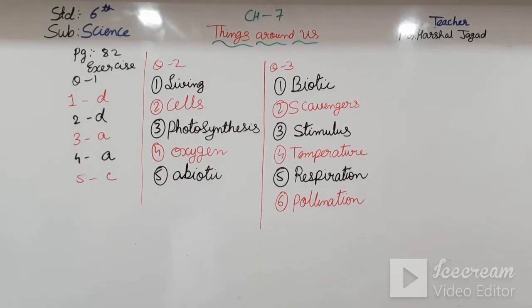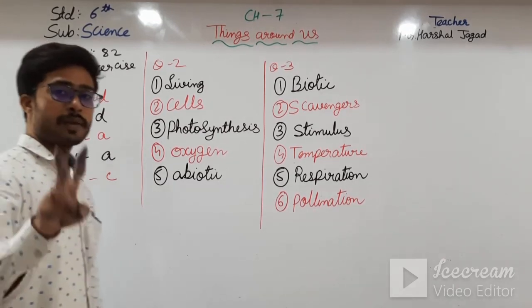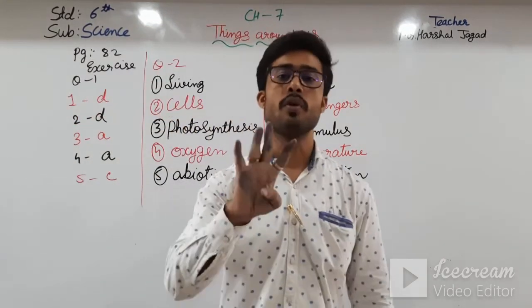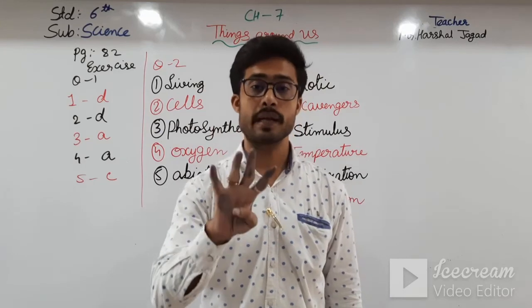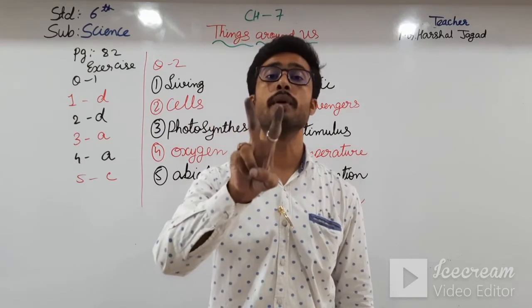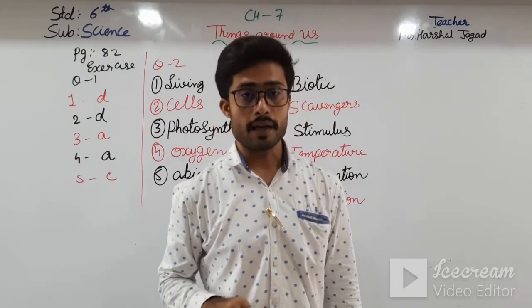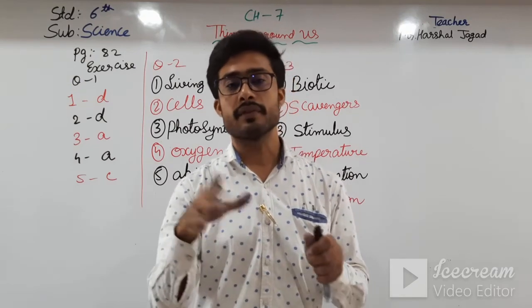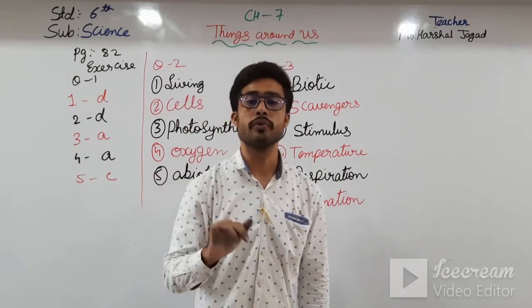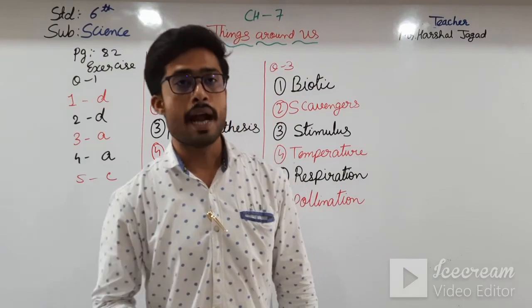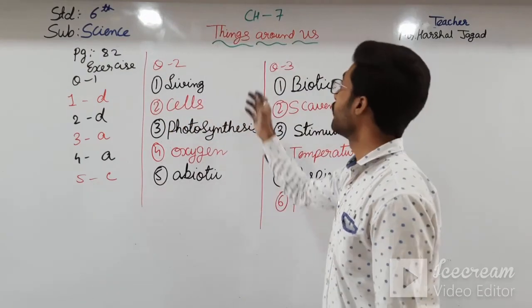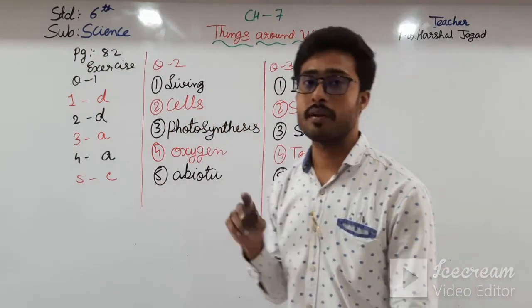2 experiments are there, students. 2 experiments are there in your syllabus. So I will give you 4 experiments. Out of 4, only 2 will be asked. Okay, students. Some important things I will give to you in the next video. And here we have finished the chapter number 7, that is things around us.